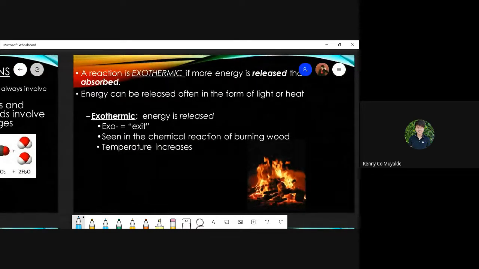Now, these changes in energy could either be absorbed or released. Kapag sinabi natin na released, it is exothermic. Exo, ibig sabihin to exit the system, lalabas sa system. So that means it releases energy in the form of heat or light. So this is seen in chemical reaction of burning of wood. Kasi kapag nagsusunog ka ng kahoy, yun yung nagiging dahilan kung bakit umiinit yung kapaligiran mo, di ba? Yun ay dahil nagre-release ng heat ang pag-burn ng wood. So that is exothermic. Tumataas ang temperature ng kapaligiran.